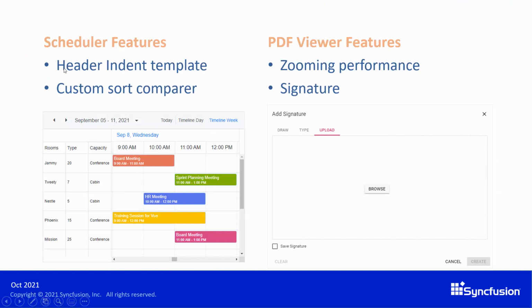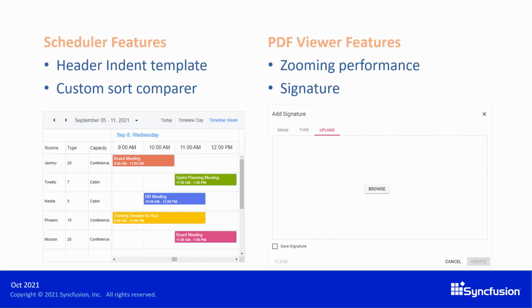So these two features we have already seen in the Blazor update. So header indent template, which we have seen to customize this particular header cell with resources enabled in the scheduler, and we have already seen custom sort comparer, which is nothing but to customize the default sort action for the overlapping appointments.